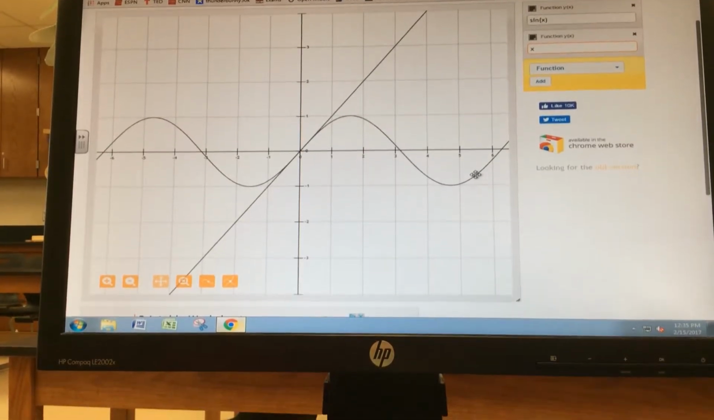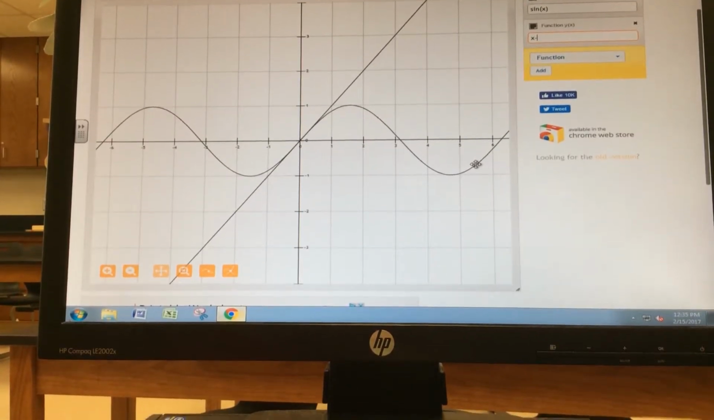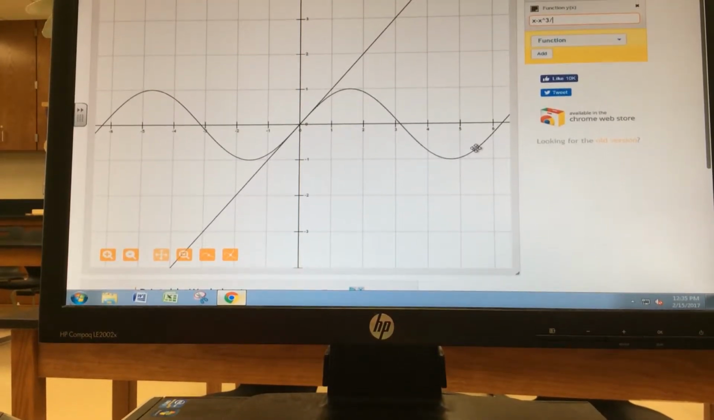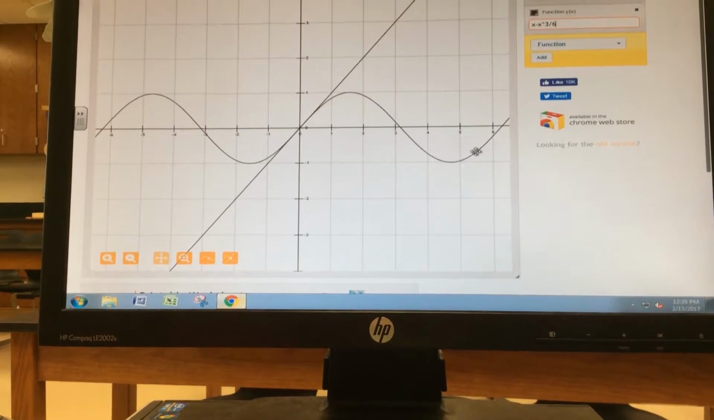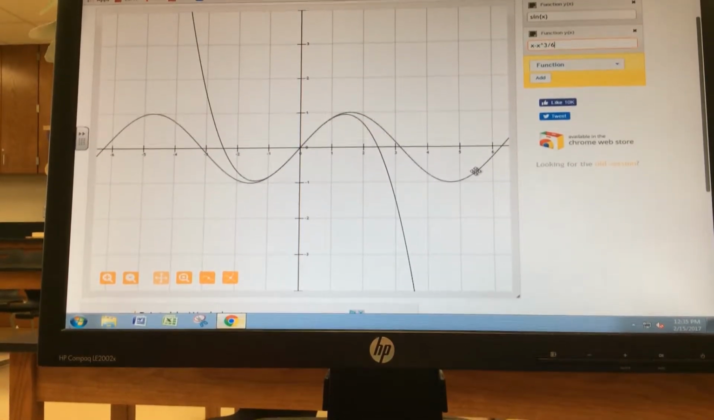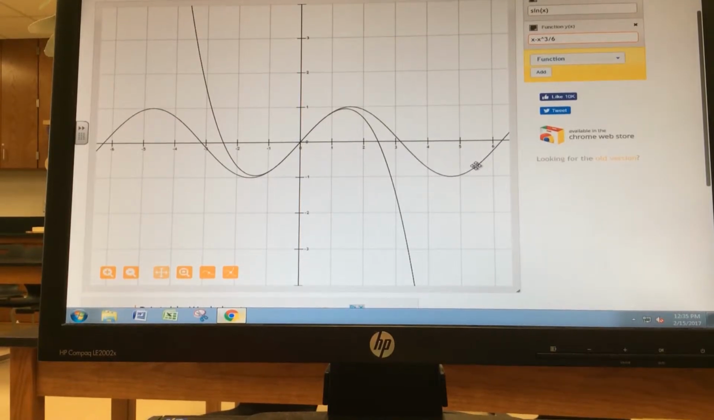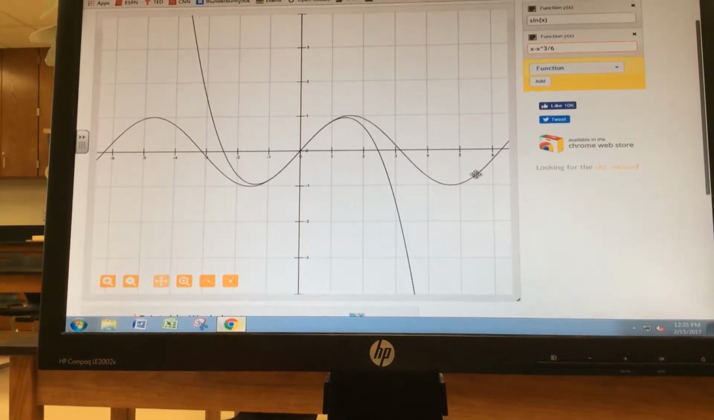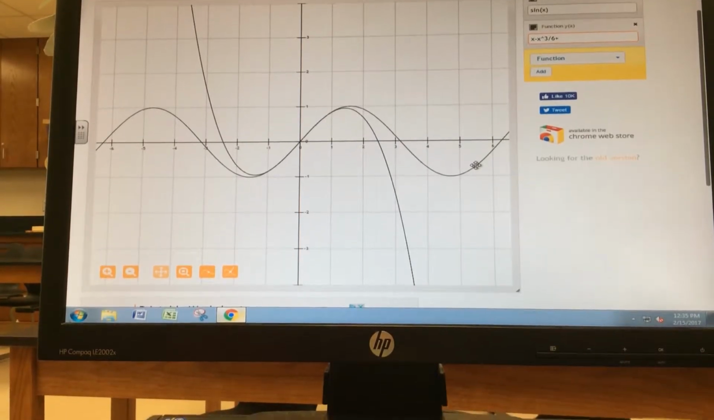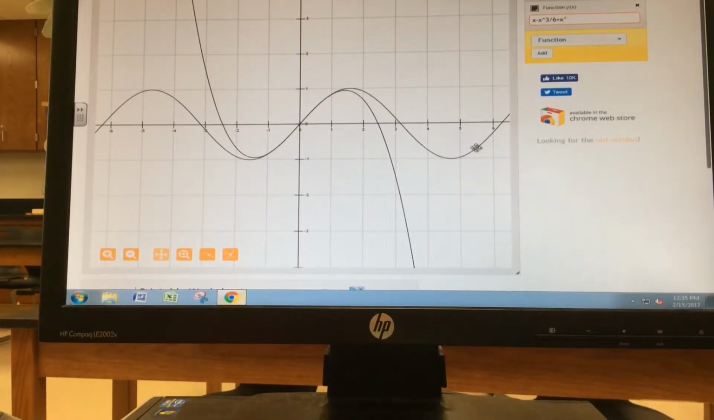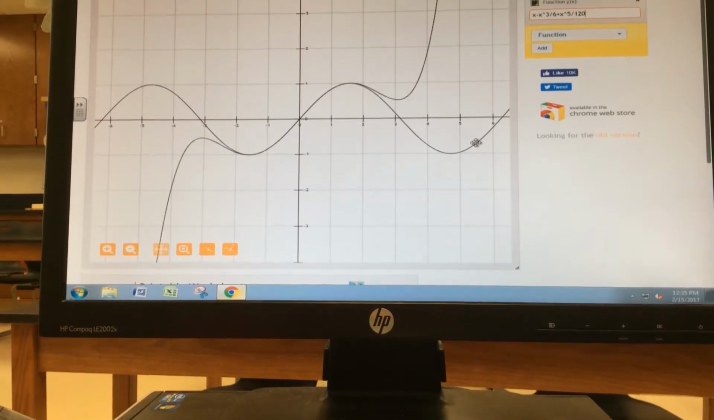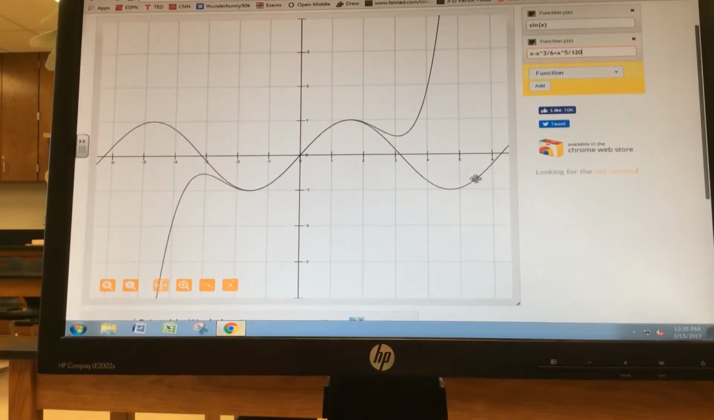If I add what we discussed in class, so adding minus x cubed over 3 factorial, which is 6, then the approximation gets better. Again, now it's a cubic approximation, or we're using the first two terms of the polynomial to get it. If I add another term, so plus x to the 5th over 5 factorial, which is 120, I even get a better approximation.